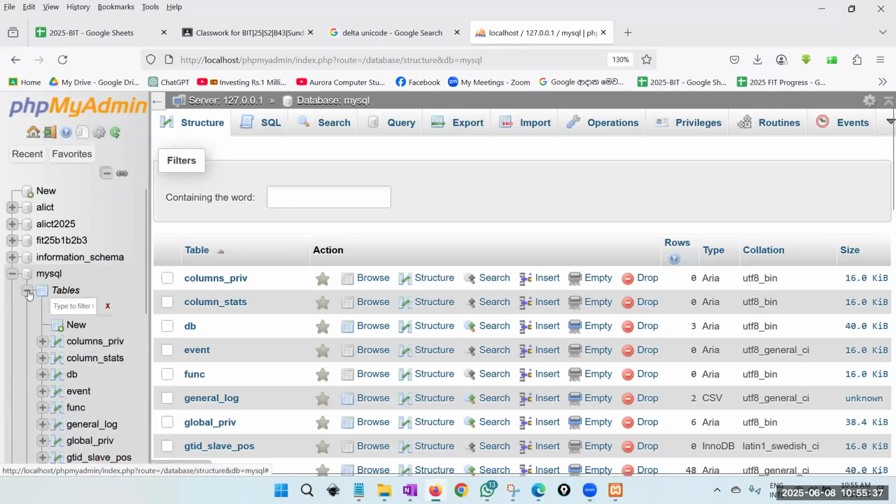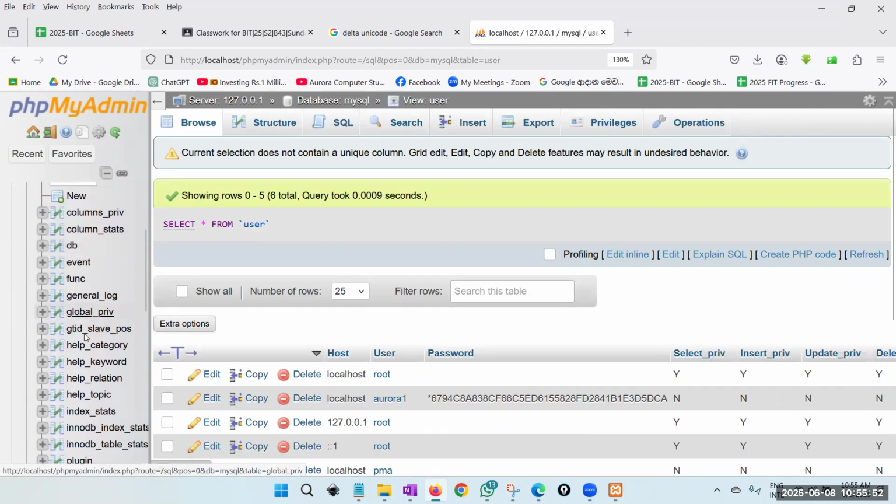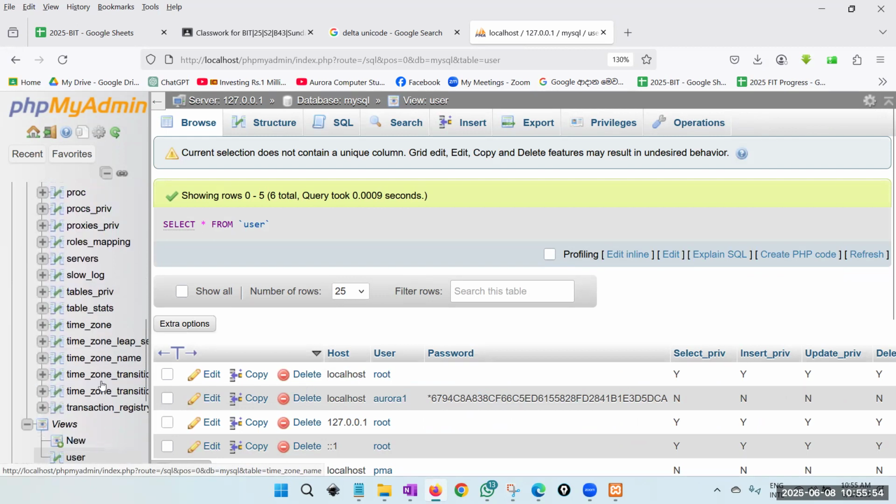so many tables actually. Then there's one view called user. This is something the MySQL installation has created. And when you insert a user, it's going to this view, and also it goes to some of these tables. I can't remember exactly which table.